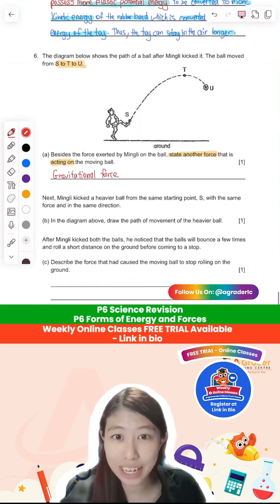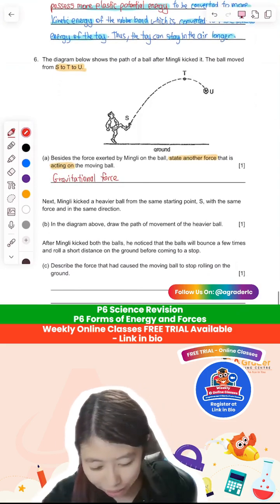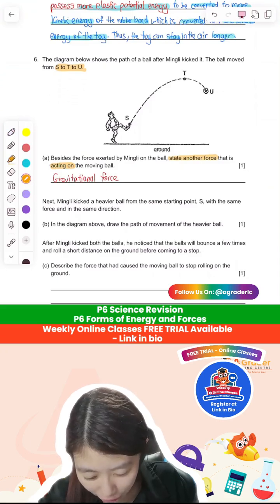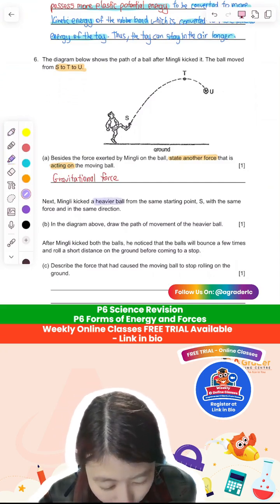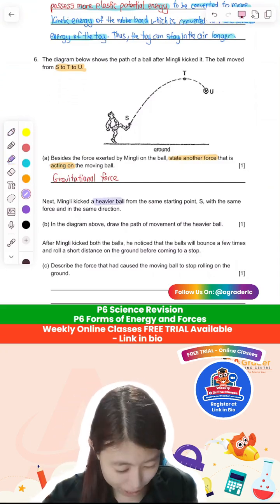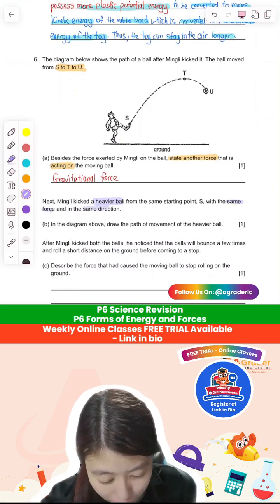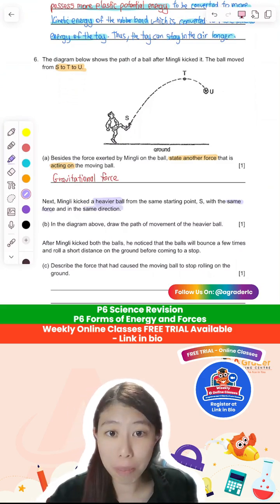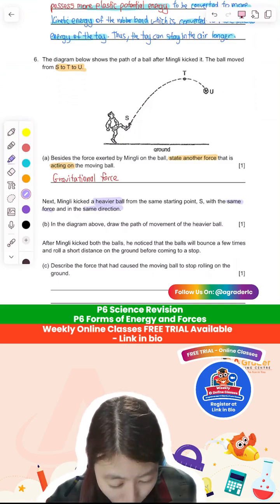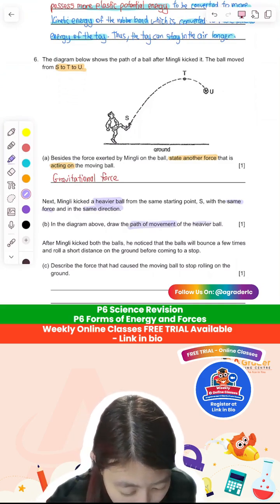Okay, so let's look at the next one. It says that next, this person kicked a heavier ball from the same starting point with the same force. Highlight the key things: same force and the same direction. In the diagram above, draw the path of movement of the heavier ball.